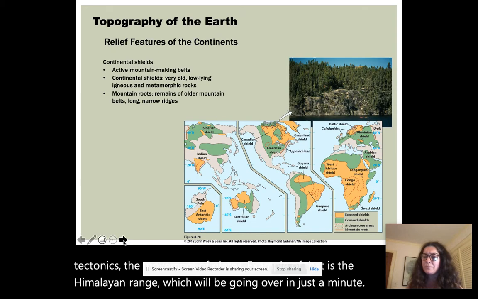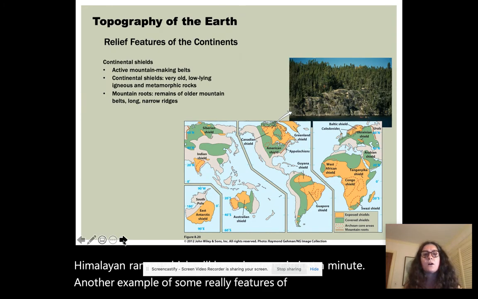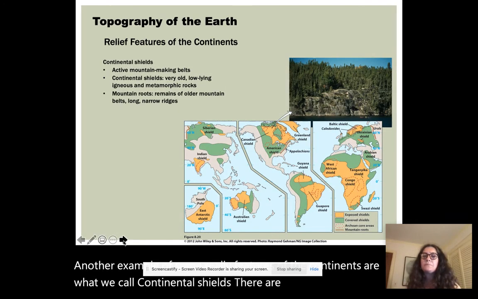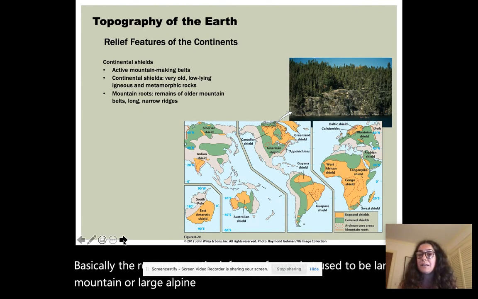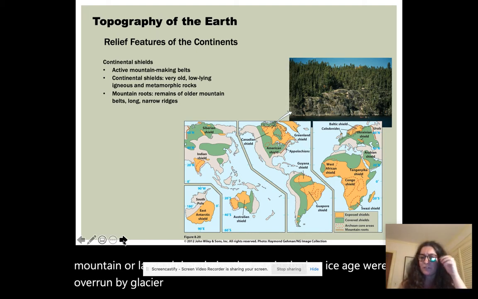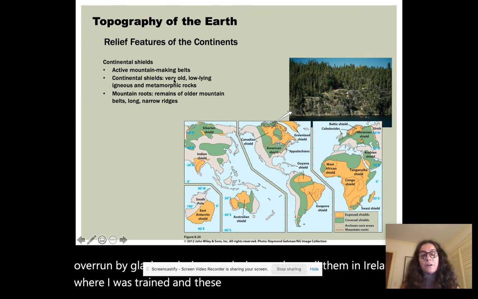Another example of some relief features of the continents are what we call continental shields. They are basically the remnants or the leftovers from what used to be large mountain or alpine chains that, in the last ice age, were overrun by glaciers, as they call them in Ireland, where I was trained. And these continental shields are very, very old. We're talking hundreds of thousands of years old.